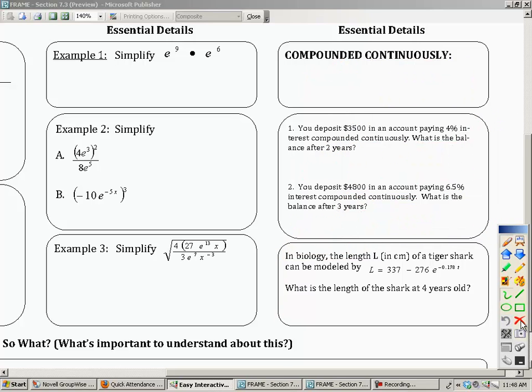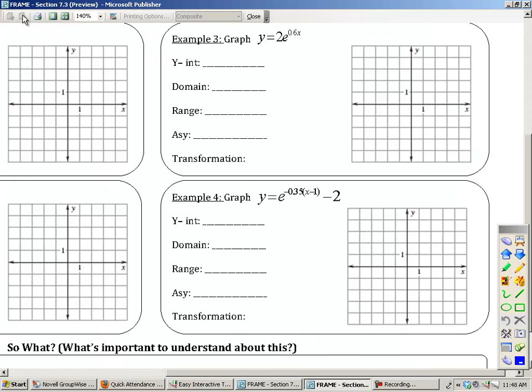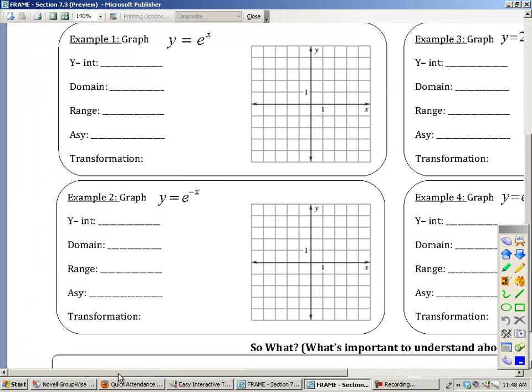We're going to move on to the second page where we're working on the graphing. So I'm going to slide some things around here a second.